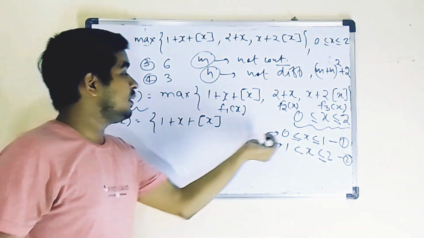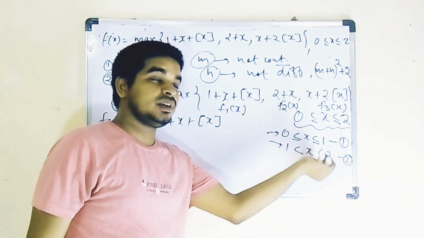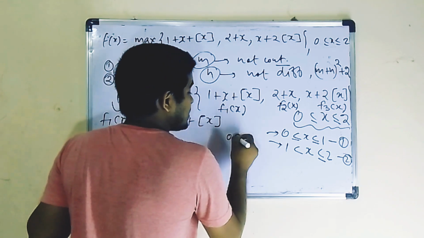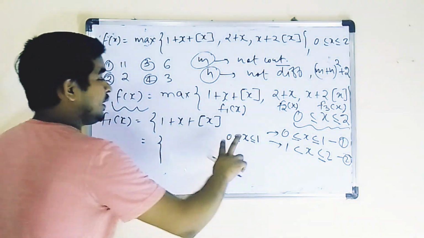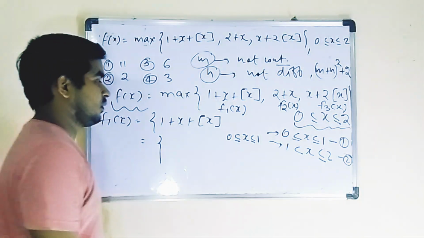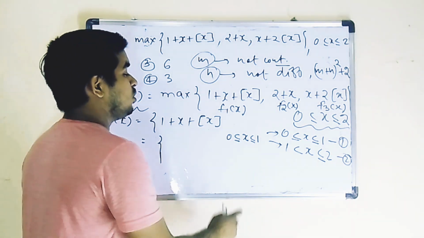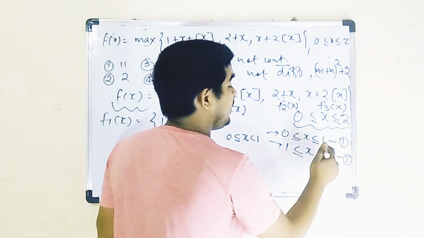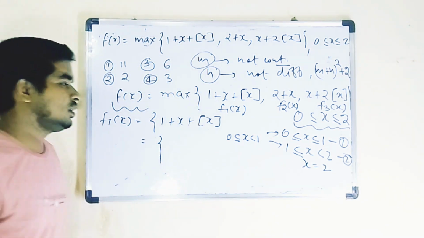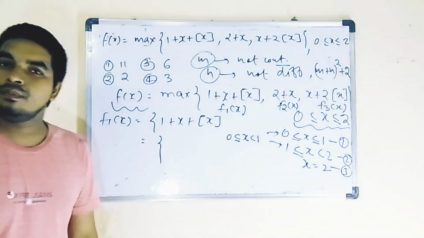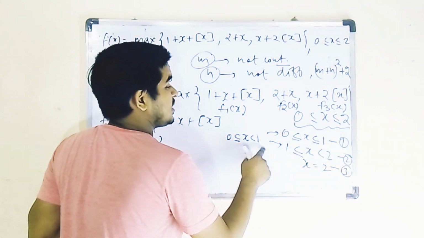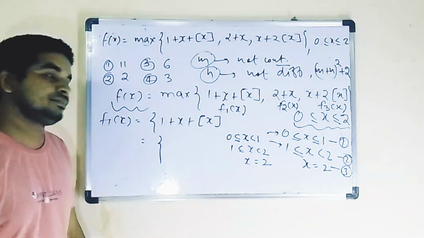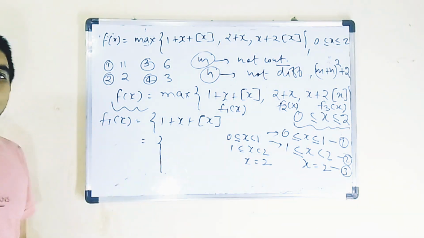Now define this in the interval 0 less than or equal to x less than or equal to 1. Okay, sir, no problem. So I am trying to define it between 0 and 1. Consider 0 less than or equal to x less than 1, then 1 less than x less than 2, and also x equal to 2. Three points. Agree? No problem.